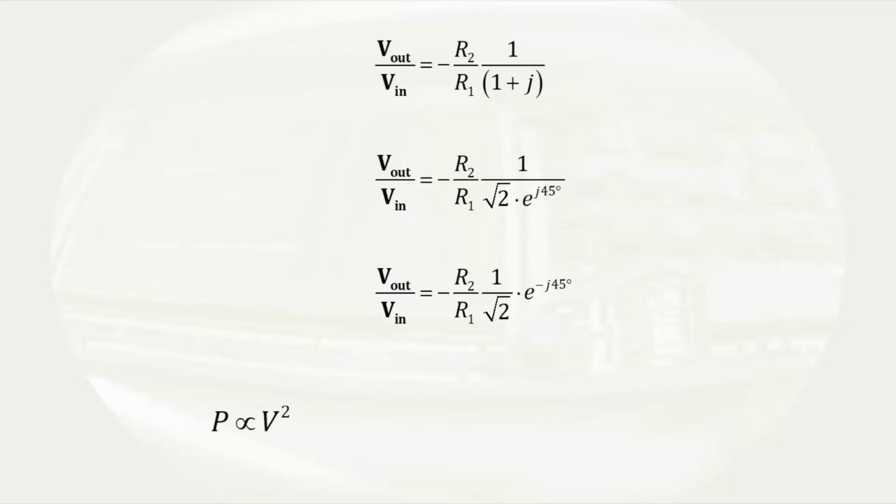That is a special number. Remember that power is proportional to the square of voltage. So when the magnitude of the voltage is divided by the square root of 2, the output power has been reduced by a factor of 1/2. One of the names for the angular frequency where this occurs is the half power frequency. Other names include the cutoff frequency, the 3 dB frequency, the corner frequency, the break frequency, to name a few.